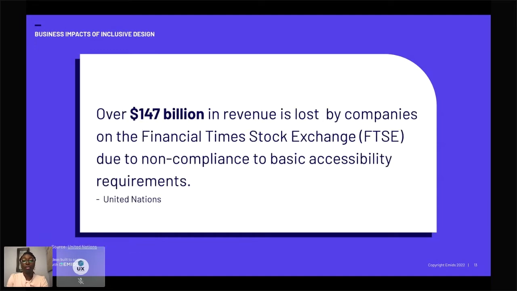And also, the United Nations reported that companies in the United Kingdom that are listed on the Financial Times Stock Exchange, that do not meet the basic accessibility compliance, lose out on about $147 billion in revenue. I believe you agree with me that this is a huge revenue loss to these companies.